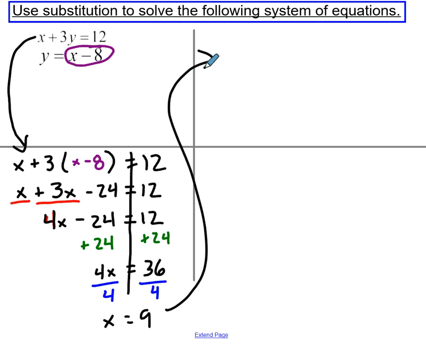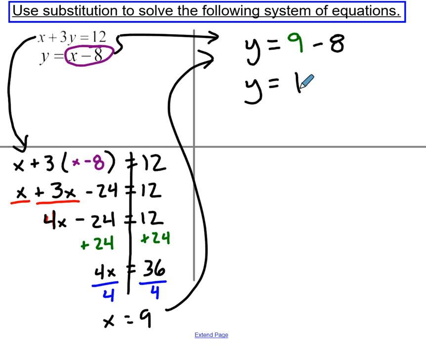So I use my bottom equation. And I say y equals, I know my x is actually equal to 9. So I'm going to rewrite that with 9 minus 8. Simplify that. 9 minus 8 is 1, so I know y is 1. I write it as an xy ordered pair, so x comes first. 9, comma 1 would be my solution. So these two lines, if you graph them, would cross at the point 9, comma 1.